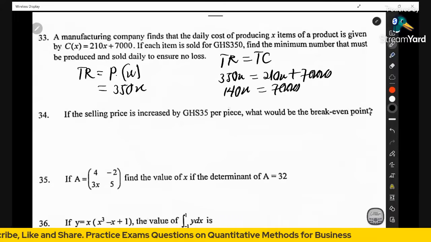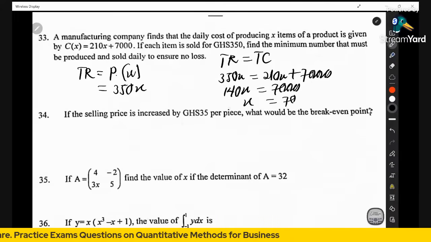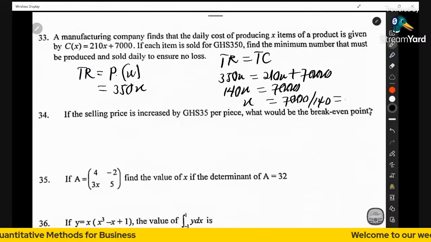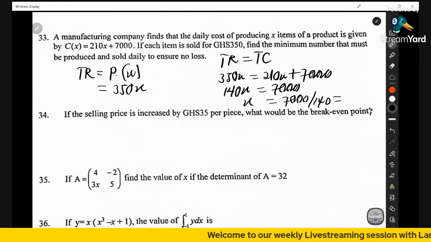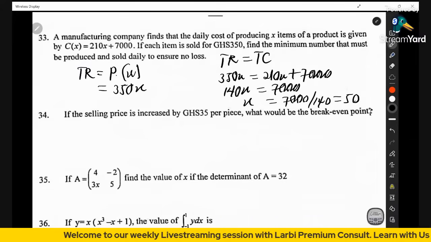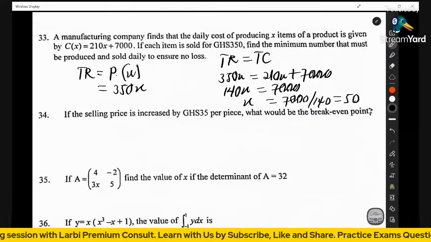So I know that we said that my x should be equal to 7,000 divided by 140. And what am I getting? In my case, I arrive at x equal to 50. So to ensure no loss means that we are neither making a profit nor a loss. So at that point, our total cost should be equal to our total revenue.